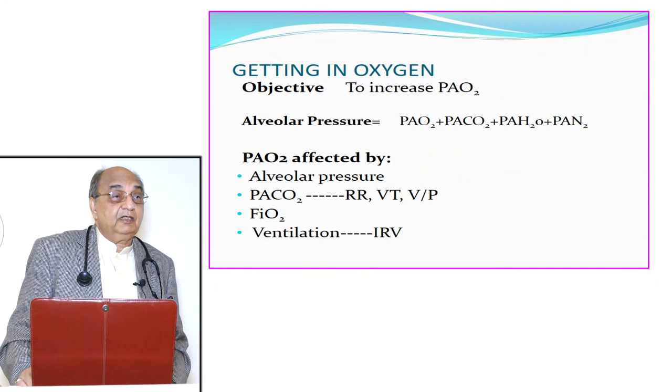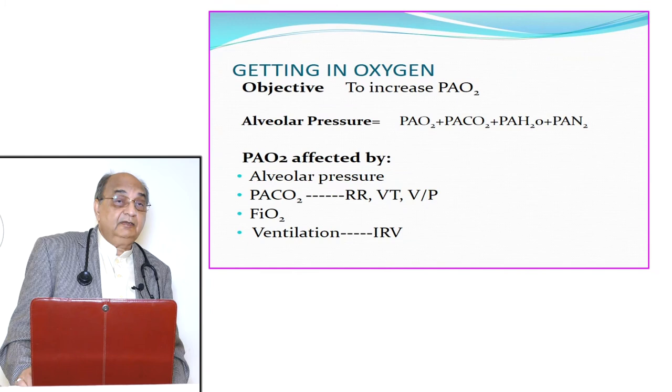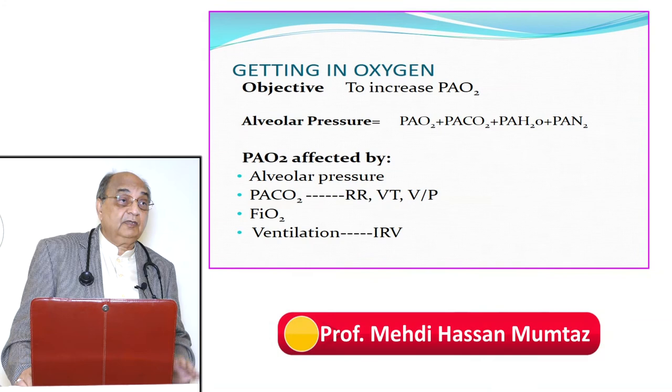Then it also depends on what percentage of oxygen you are giving to the person. We are breathing 21% oxygen in the air. If we give 50%, 60%, 100%, that will affect the partial pressure of oxygen in the alveoli. So it means the partial pressure of oxygen in the alveoli is very important for the diffusion to go into the blood.